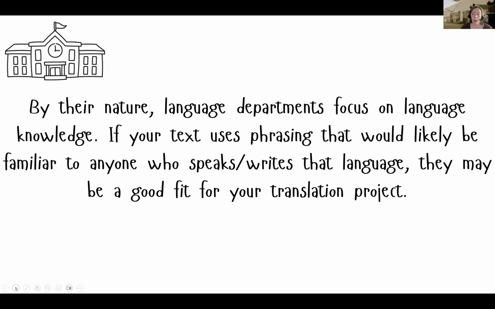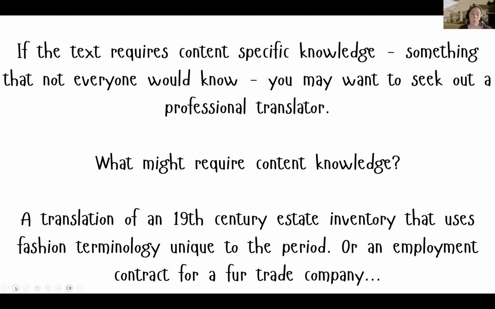By their nature, language departments focus on language knowledge. If your text uses phrasing that would likely be familiar to anyone who speaks or writes that language, they're probably a good fit for your translation project. If the text requires specific content knowledge, something that not everyone would know, you might want to seek out a professional translator. What might require content knowledge? A translation of a 19th century estate inventory that uses fashion terminology unique to the period. Yes, I have had that. 19th century bilingual dictionaries came in very handy for that one. Or an employment contract for a fur trading company.